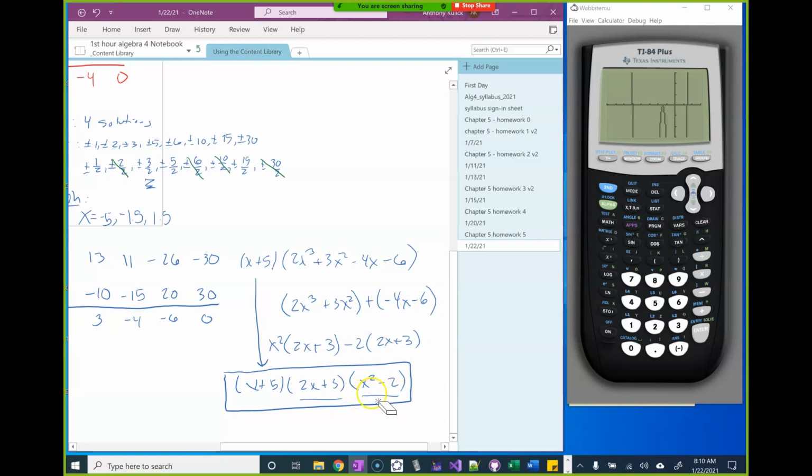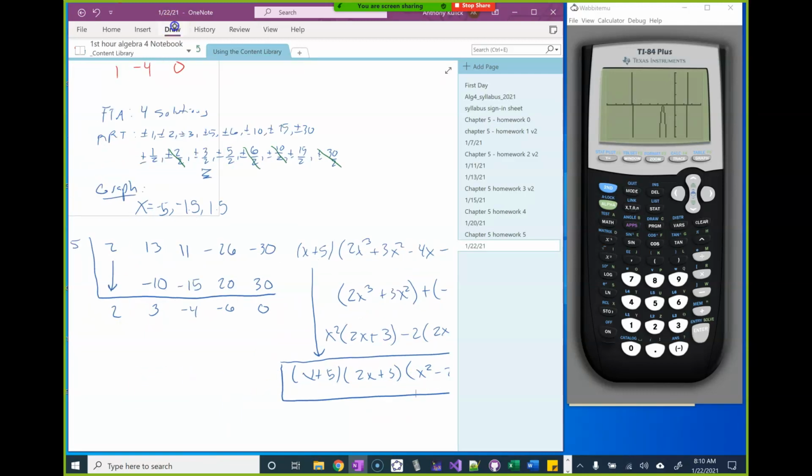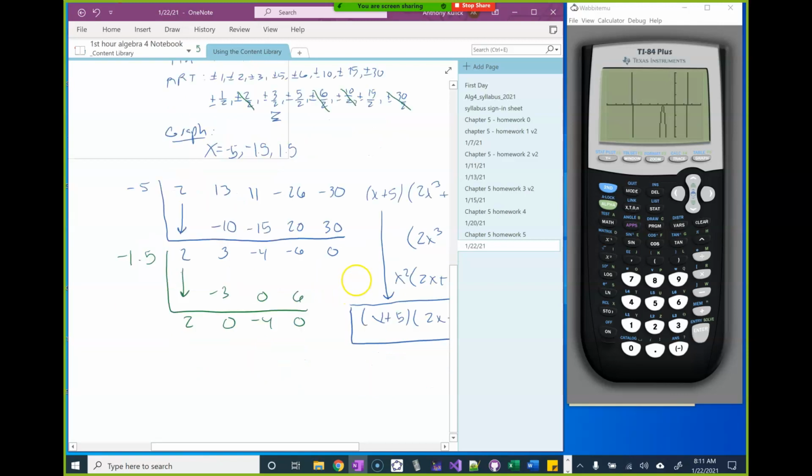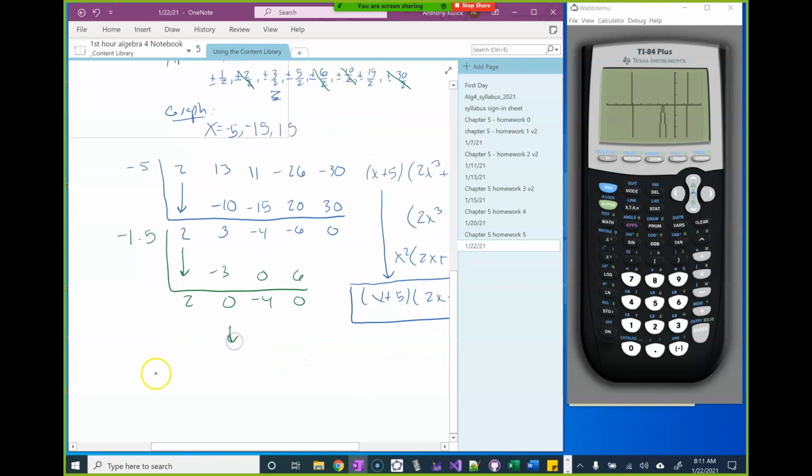Just to show you that, I'm going to go ahead and do that. It's not a necessary step that I'm doing right now. I'm just showing you that the negative 1.5 would have worked right from the get-go. And even if we had done it this way, if we did the negative 1.5, we would have had this.